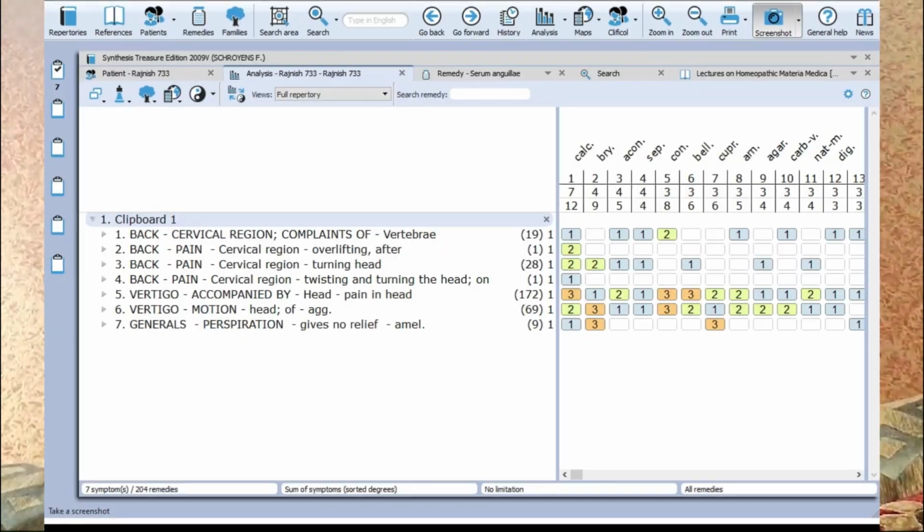So in calcarea carb, we all know that calcarea carb has a very peculiar perspiration, and that perspiration is very profuse overhead, in the forehead, in the nape of the neck region, on the scalp. And calcarea carb is a great remedy for overlifting. So in this case, calcarea carb was prescribed on the basis of repertorization.